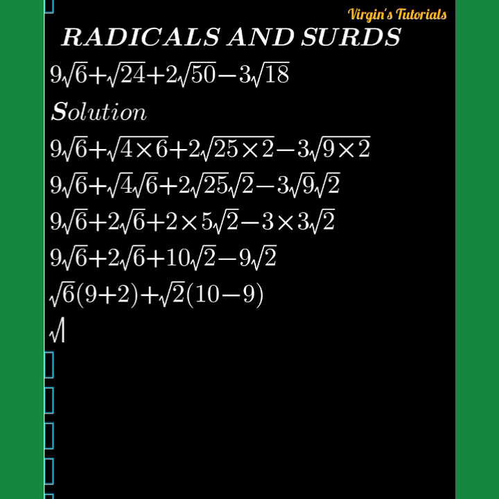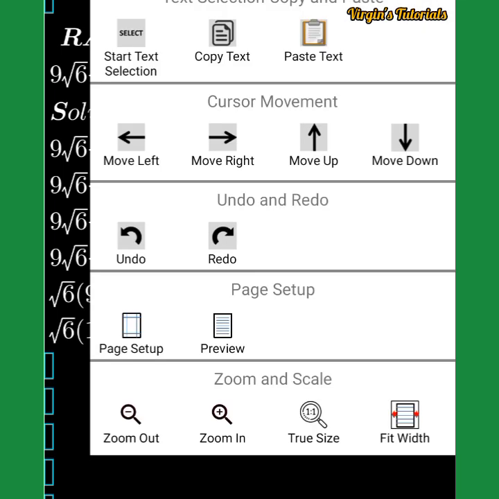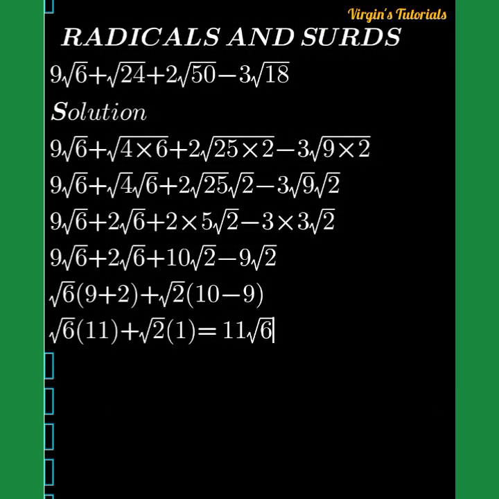Now I have root 6 times the bracket 9 plus 2, which is 11. Then plus root 2 times the bracket 10 minus 9, which is 1. This is now equal to 11 root 6, and finally plus 1 times root 2, which is simply root 2.